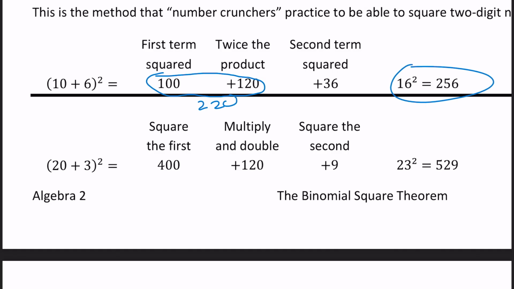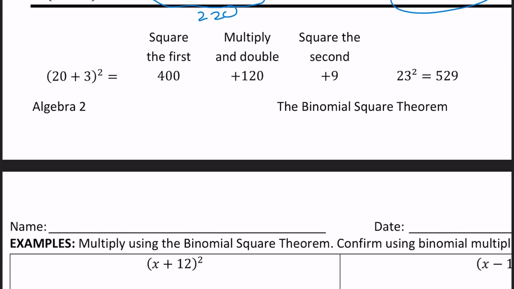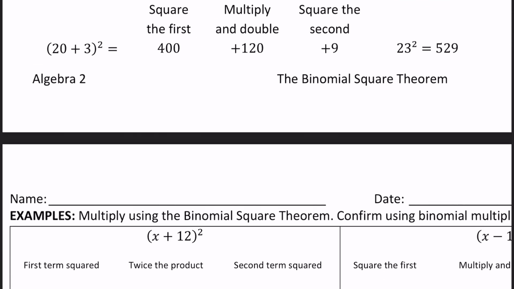And then second term squared, square this 6 that's in the parenthesis, 36, so that when you put that together, 220 plus 36 is 256. You can look at the example with the 23 squared, so it'd be 400 plus 120, 520, plus another 9, 529.